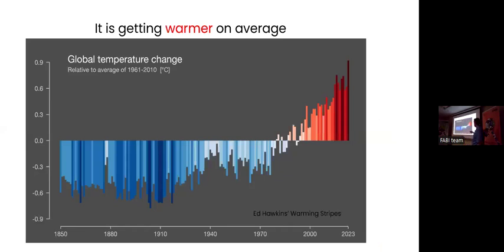And so we know the planet's getting warmer on average. You've probably seen something like this. This is the change in global temperature since 1850, when the steam engine was invented, which largely marks the beginning of the Industrial Revolution, forward to today. The last couple decades have been especially intense in the amount of warming that's happened over pre-industrial.